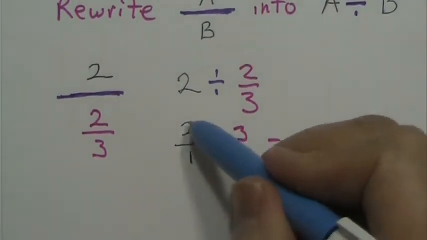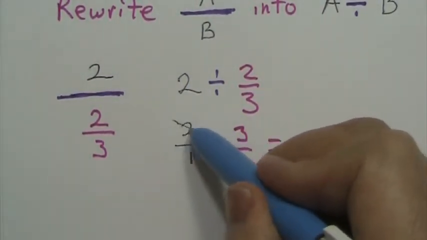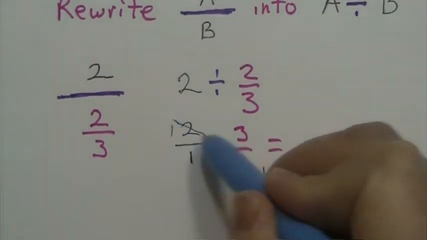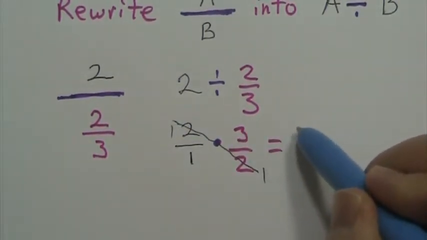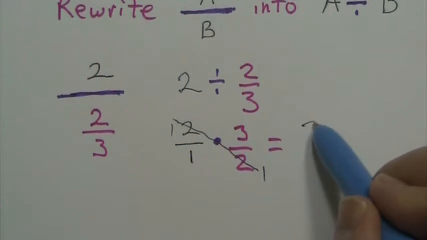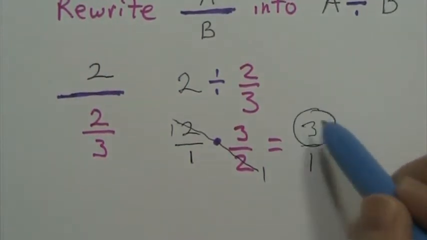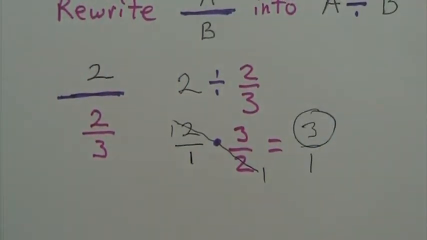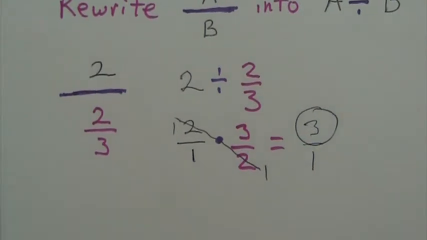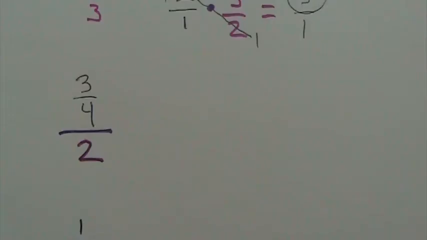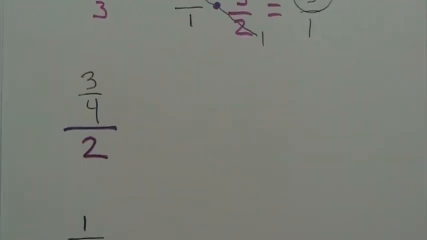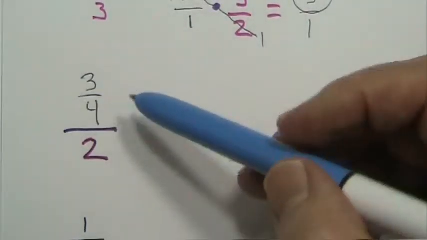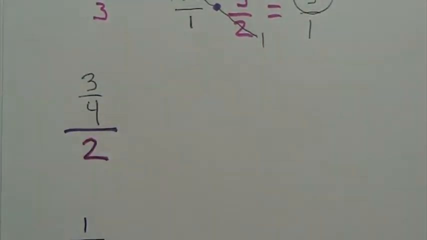So how does this work? Oh, the 2's reduce. And your answer ends up being just, what's that, 3? 3 over 1, which is just 3. And that's your answer. Okay, we'll do 3 more examples. So we have 3/4, fraction bar, 2.